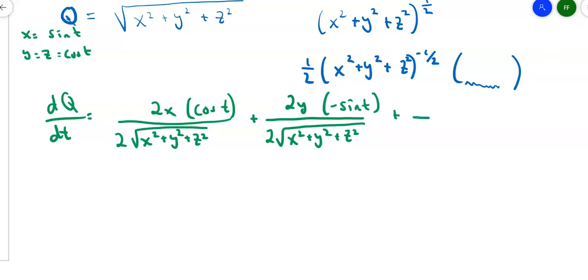Okay, now partial q with respect to z. Again, it's going to be 1 over 2 square root of x squared plus y squared plus z squared, this time times the derivative of the inside with respect to z. So these first two go away. Derive the z squared, and I get 2z. Now, times the derivative of z with respect to t. Well, the derivative of z with respect to t is just negative sine of t.